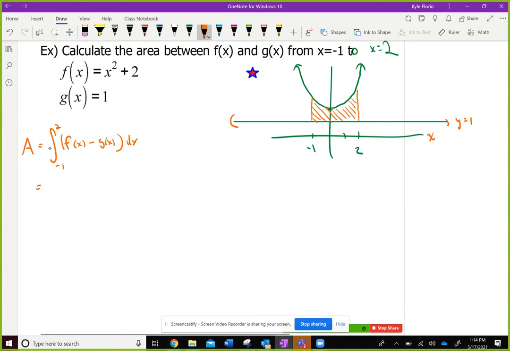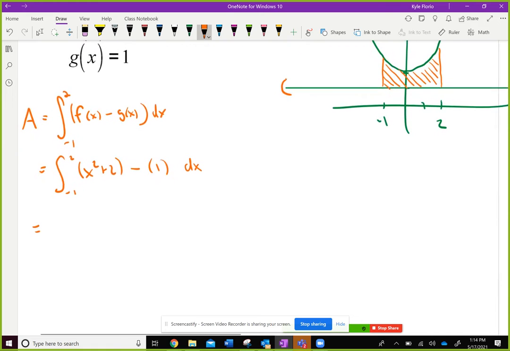So my first function is x squared plus 2 minus 1, all with respect to x. So instead of integrating them both separately right now, let's do a little bit of algebra or simplifying. What's x squared plus 2 minus 1? X squared plus 1. So let's just do that.